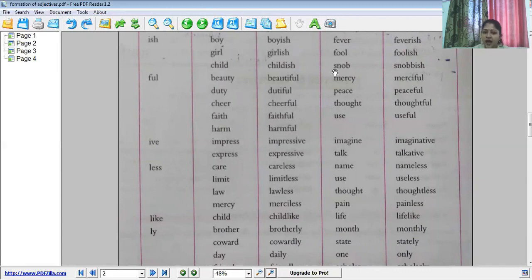When do you use IVE? Impress, impressive; express, expressive; imagine, imaginative; and talk will become talkative. IVE. Okay?